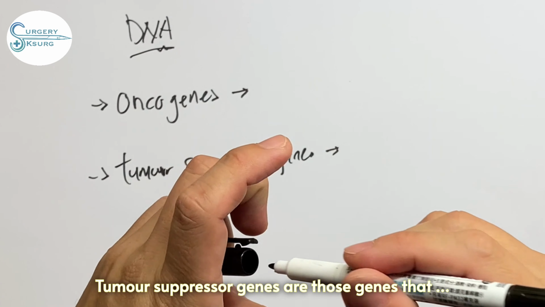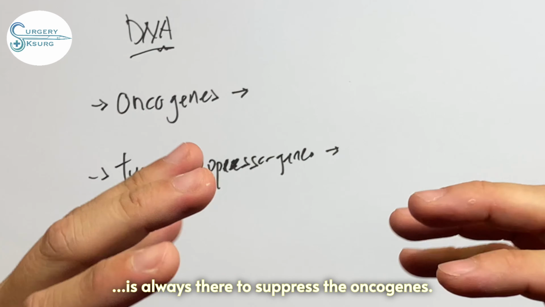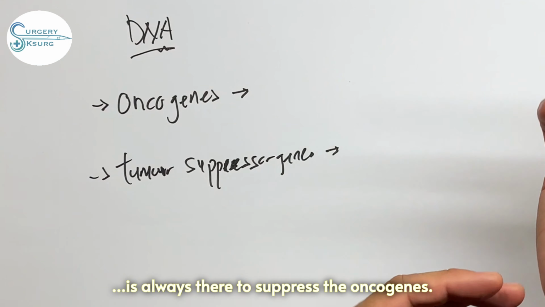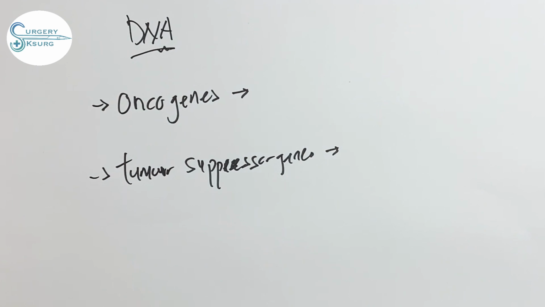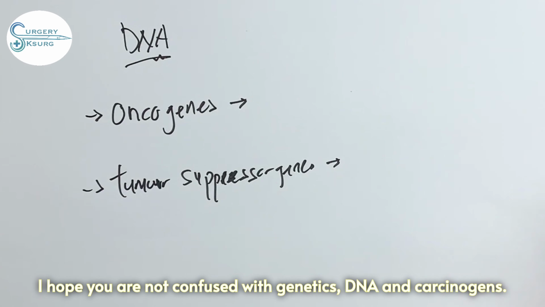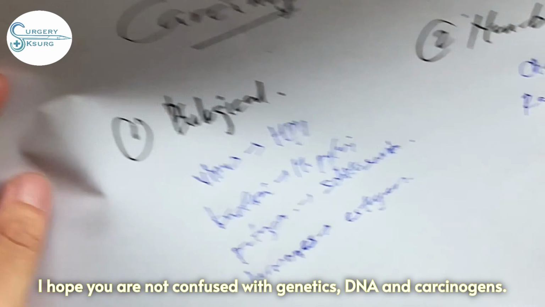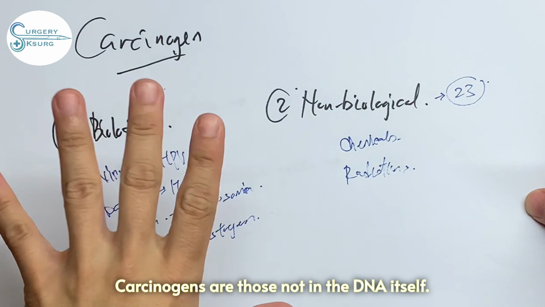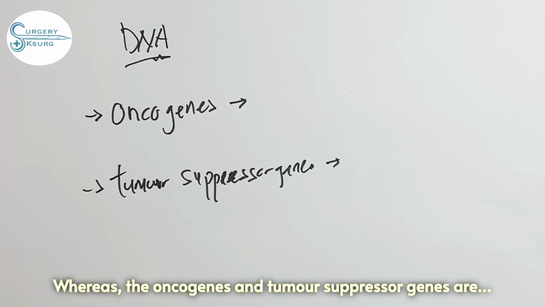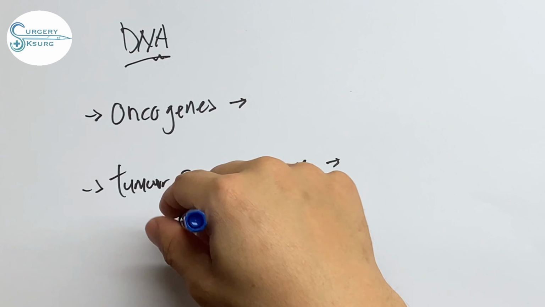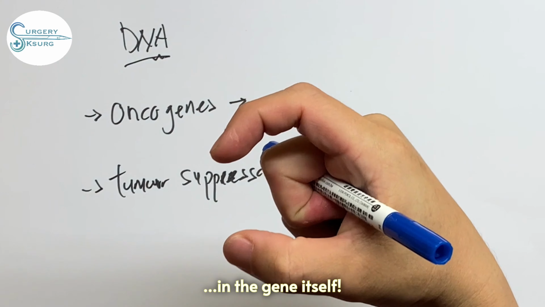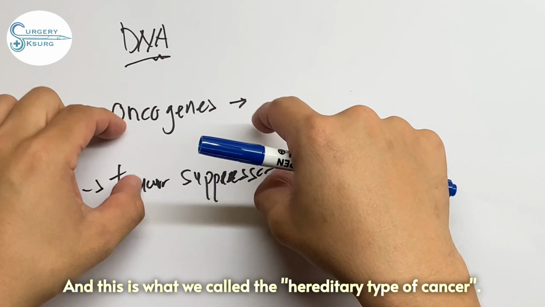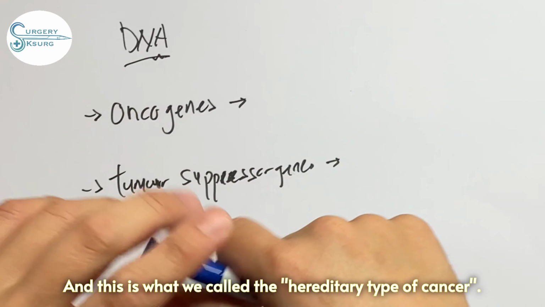Tumor suppressor genes are those genes that are always there to suppress the oncogenes. Alright? You are not confused between genetic DNA and carcinogen. Carcinogens are those not in the DNA itself, whereas oncogenes and tumor suppressor genes are in the gene itself, right? Coming out from your parents, alright? And this is what we call a hereditary type of cancer.